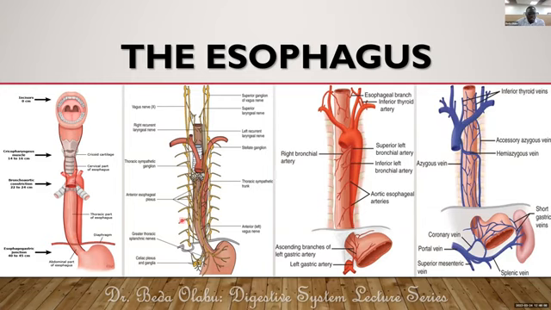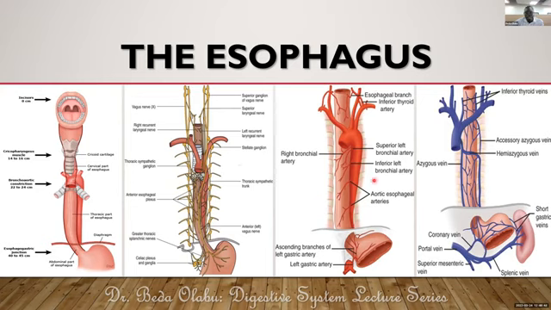The second image demonstrates to us the nerve supply to the esophagus. So let's talk about the innervation of the esophagus. The esophagus receives both parasympathetic as well as sympathetic nerve supply. The parasympathetic nerve supply is by the vagus nerve. That's the 10th cranial nerve. The sympathetic nerve supply is from the sympathetic chain within the thorax. So that is with regard to nerve supply.